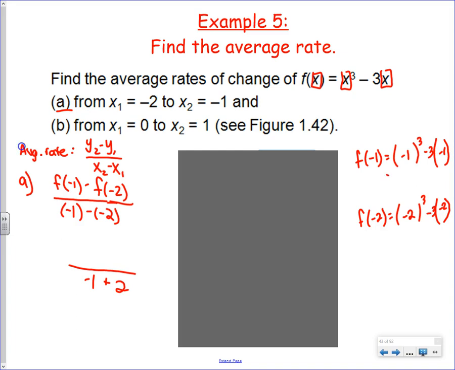So then carefully simplify. What's negative 1 times negative 1 times negative 1? Negative 1. And what's a negative 1 times a negative 3? Plus 3. Which equals 2, right? So there's the first one. Then the bottom one, what's a negative 2 times a negative 2 times a negative 2? Negative 8. What's negative 3 times negative 2? Positive 6.